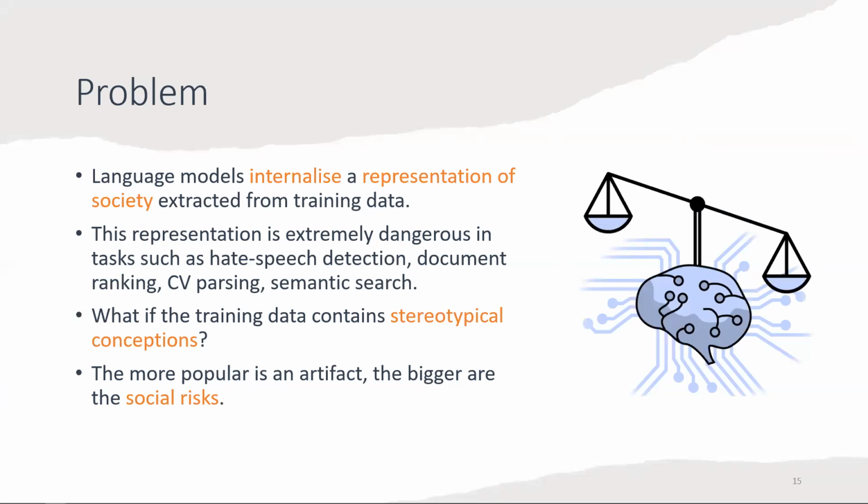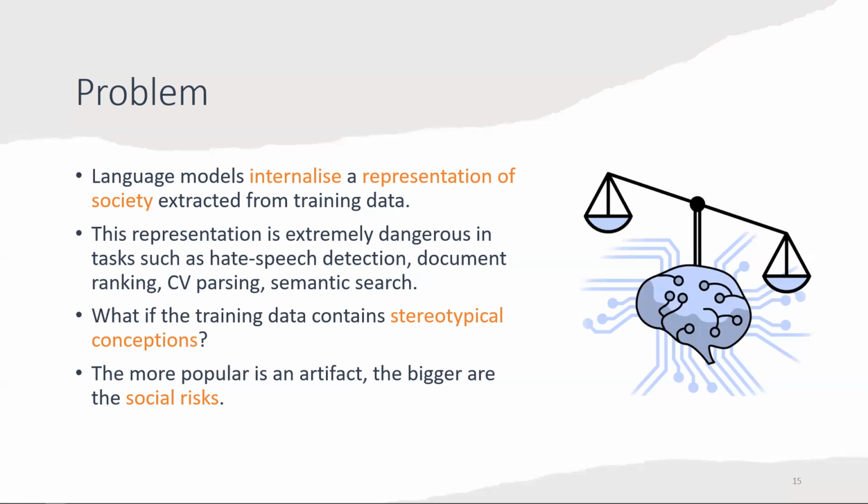So the actual problem that we see today is that language models are widespread, but frequently they internalize a representation of society that they take from training data, and that is not really an ideal representation. It's usually a representation that is centered on males, centered on white people, centered on Western society in general. And these can be extremely discriminative.